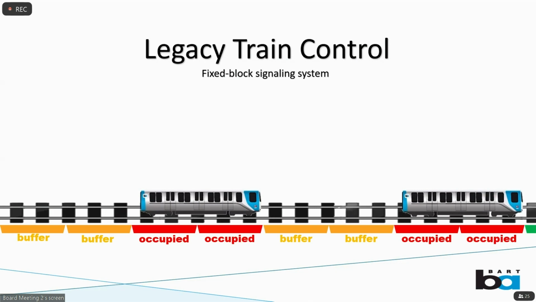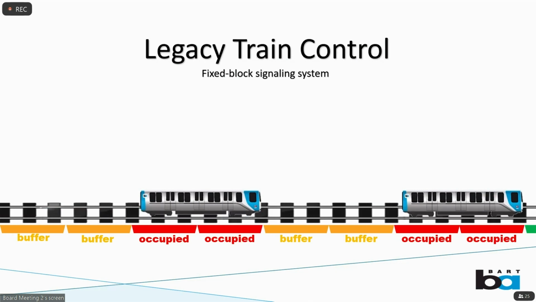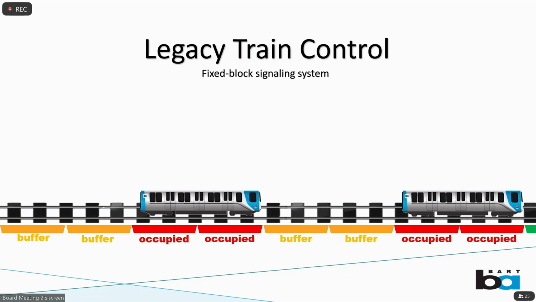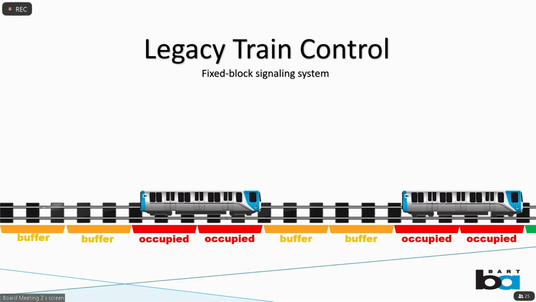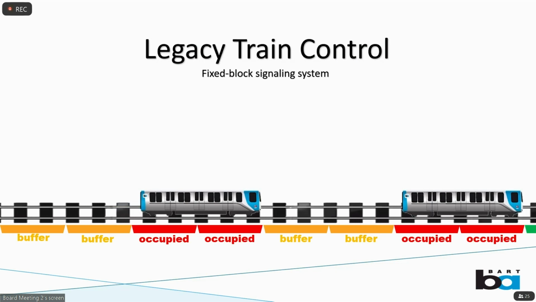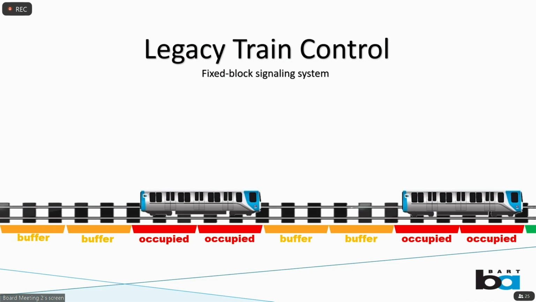Okay, the trains must have 2 track circuits between them at all times. That's where you see on the screen where it says buffer. A train cannot advance until the train in front moves further, putting greater than 2 blocks between the 2 trains. This is how a fixed block system limits the quantity of trains in the system. The speed is also fixed within a block.